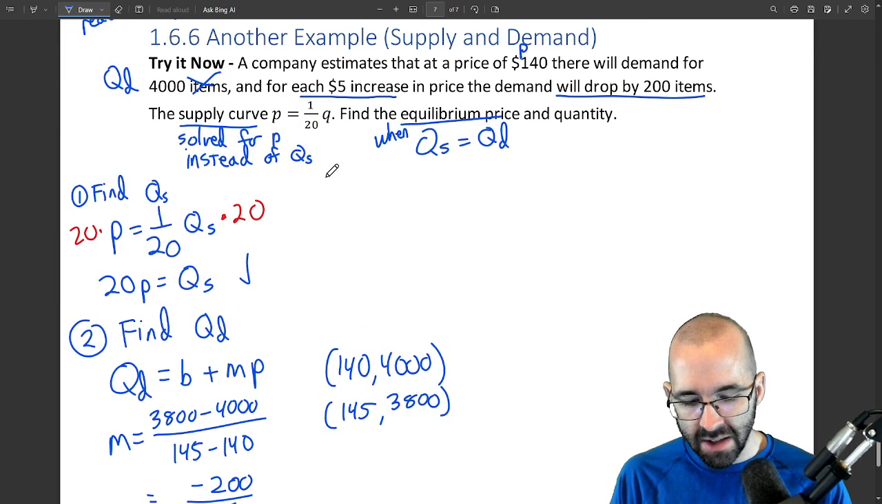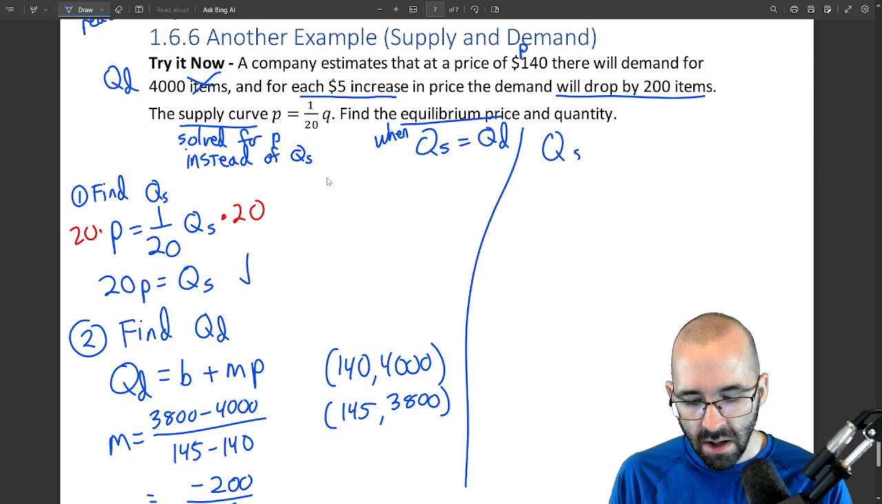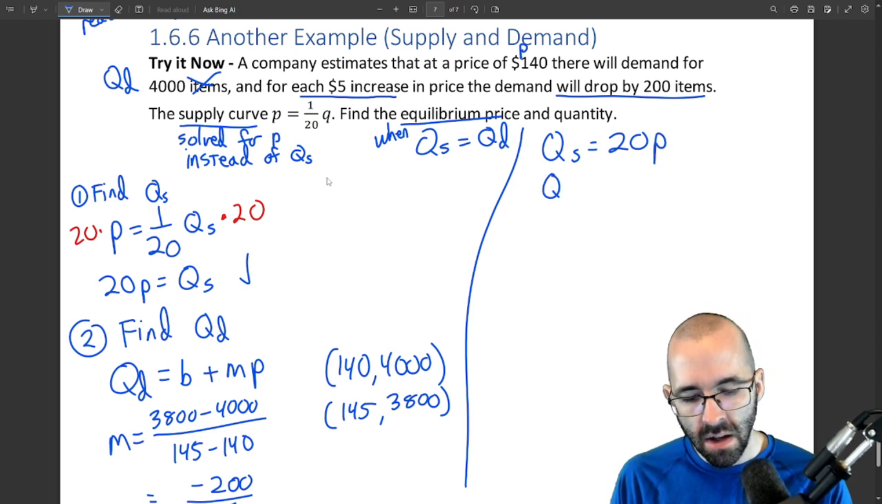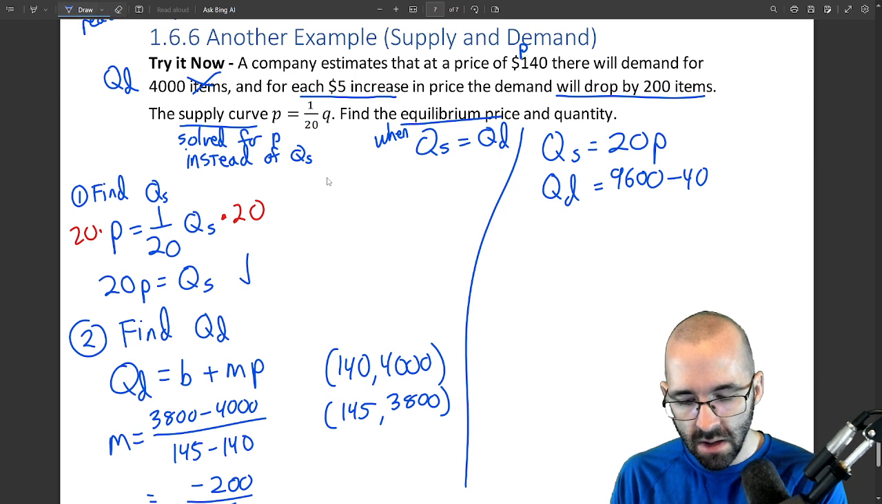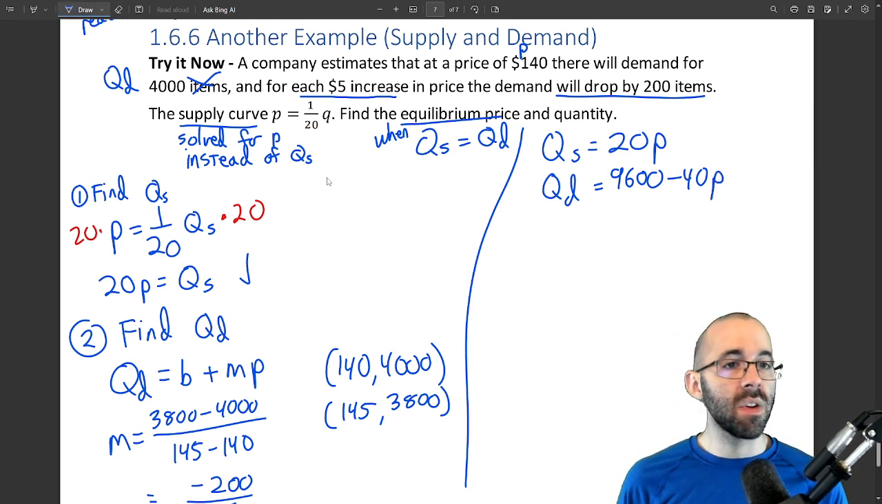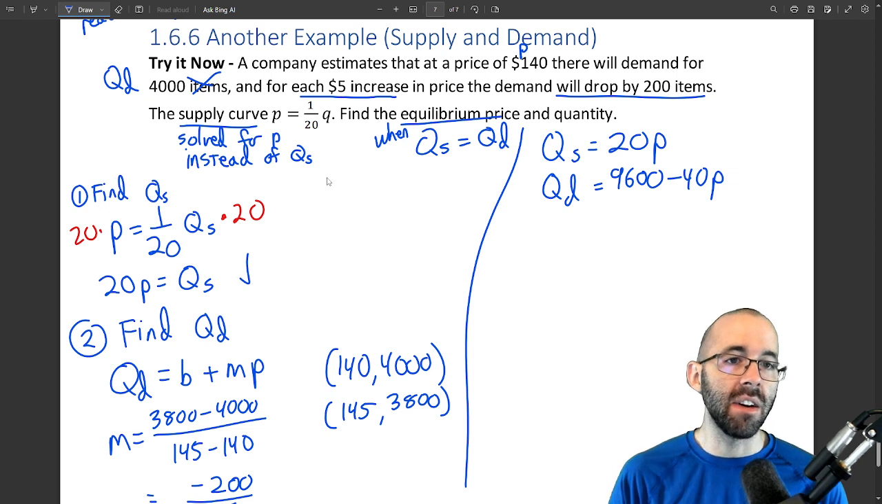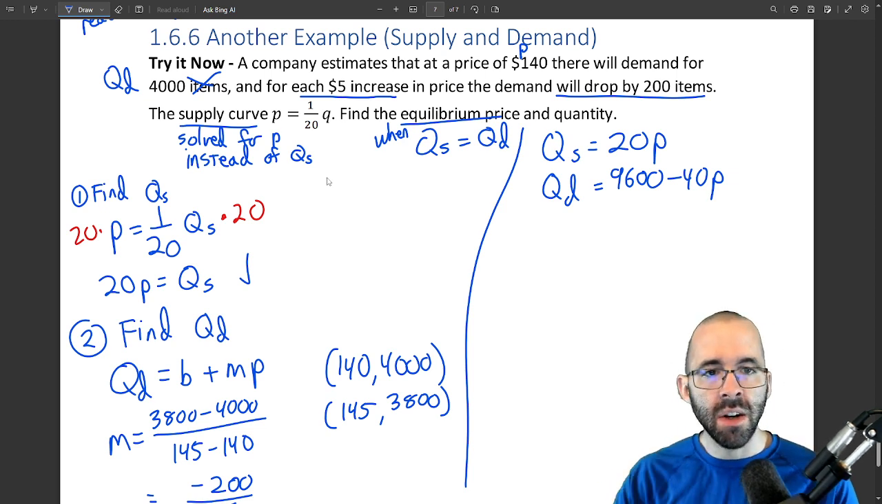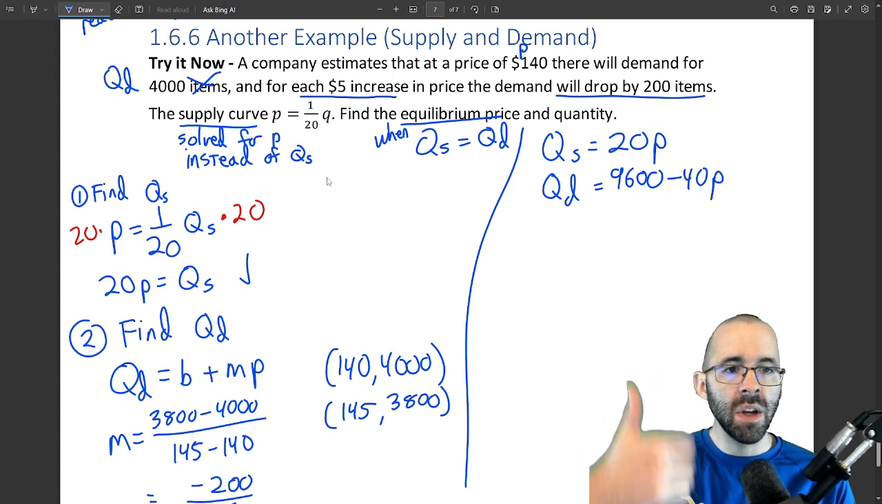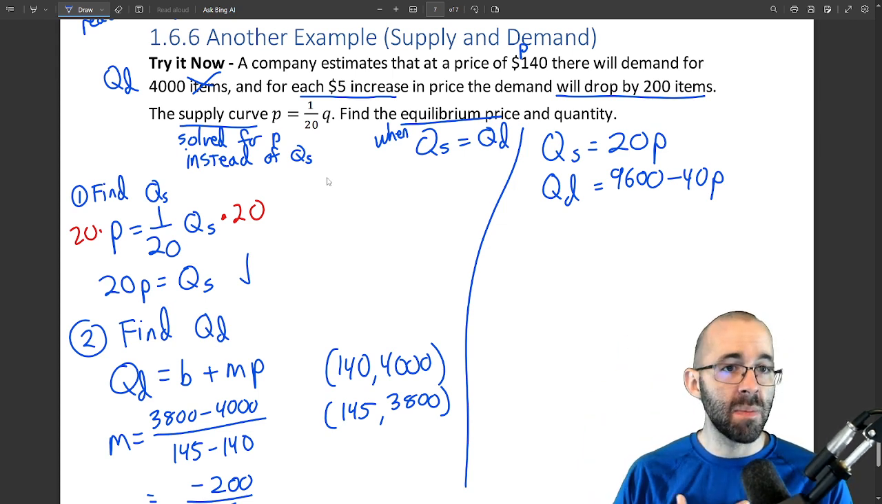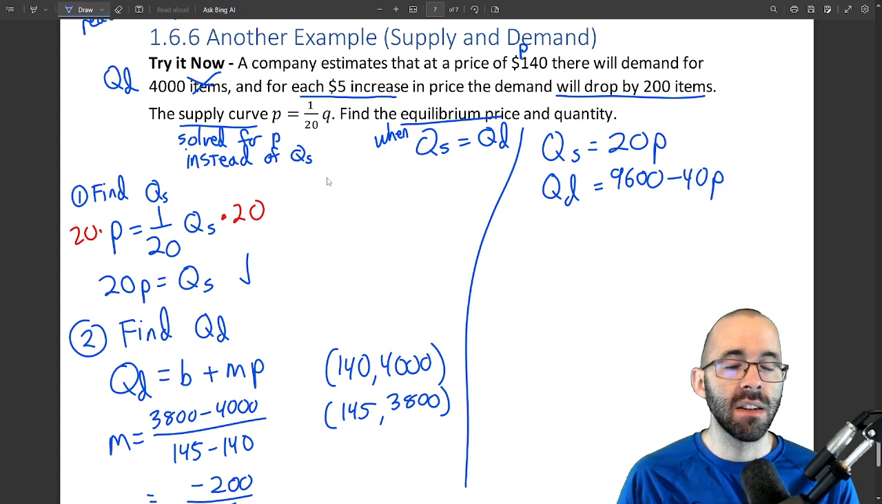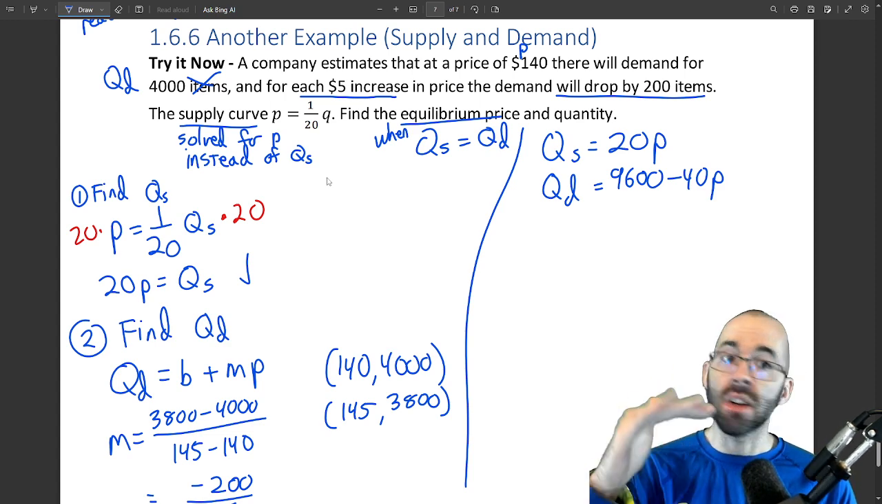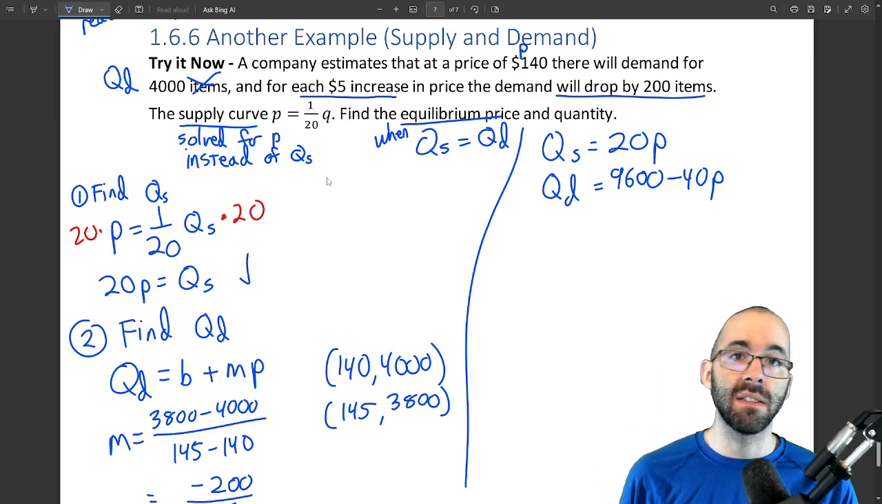Let's write our supply and demand right next to each other. Our supply is 20 for every dollar in price. Our demand starts at 9,600, but goes down by 40 with every dollar increase in price. That's how we can interpret those slopes, interpret those B values. Every time we increase the price by $1, we are willing as a business to sell 20 extra cakes. Every time we increase the price by $1, the consumers are going to buy 20 fewer cakes.